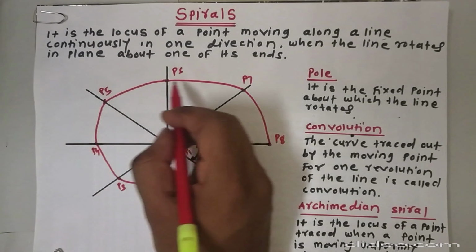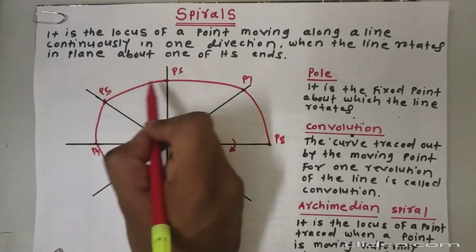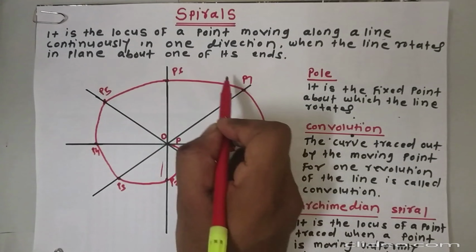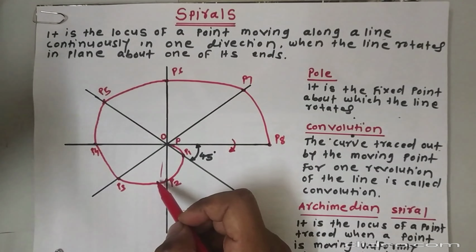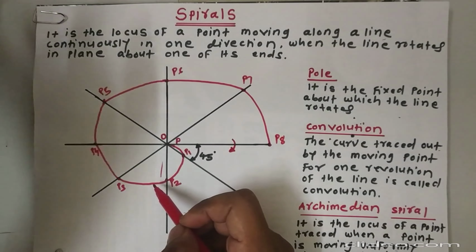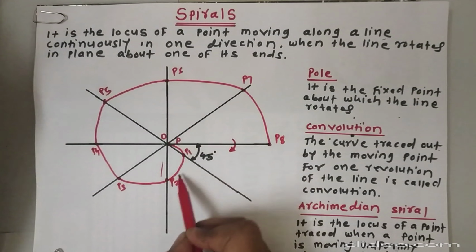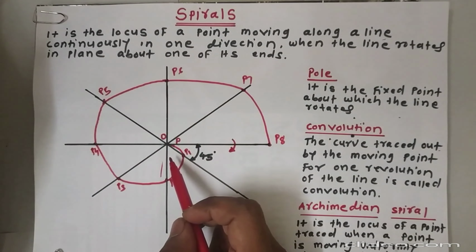After moving this point for one revolution, we are getting this smooth curve. So this is called a convolution. Now the spiral has many convolutions; this you have to remember. But in this case we have considered only one revolution.